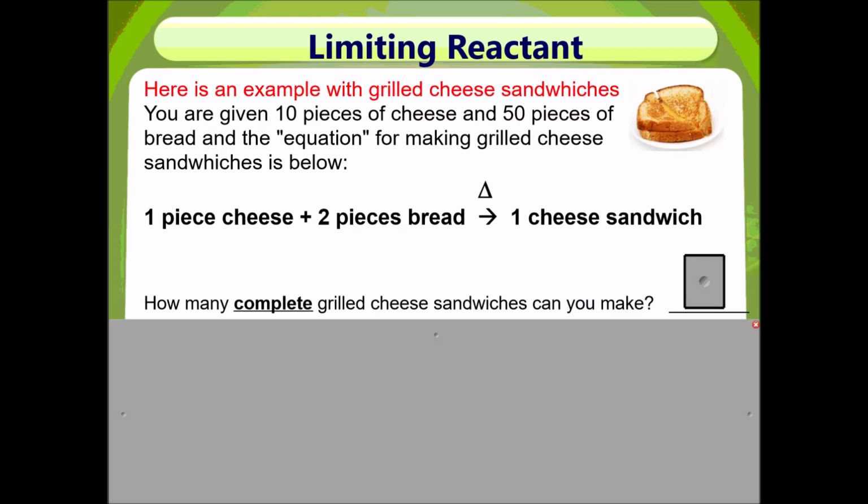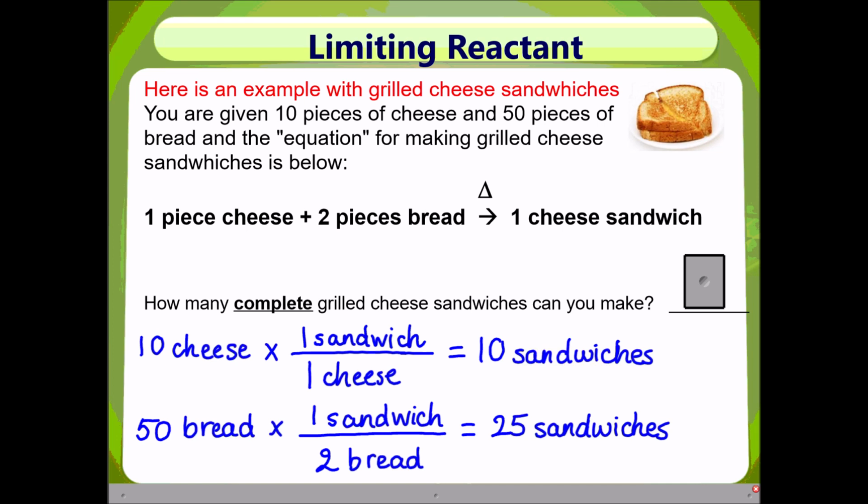Here is an example with grilled cheese sandwiches. You're given 10 pieces of cheese and 50 pieces of bread, and the equation for making grilled cheese sandwiches is below. You're going to need 1 piece of cheese plus 2 pieces of bread to make 1 cheese sandwich. How many complete grilled cheese sandwiches can you make? Well, let's look at each ingredient.